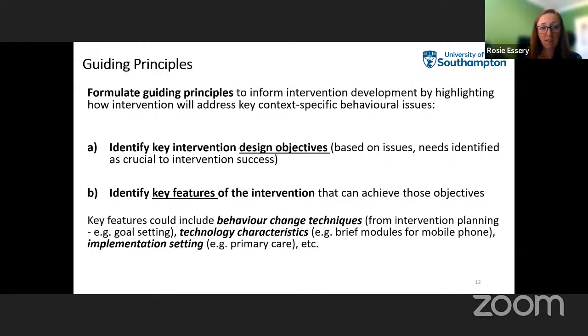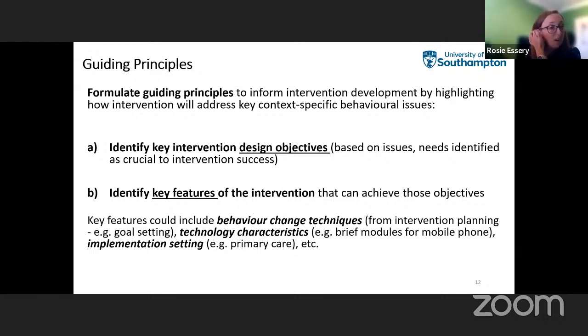And this understanding, which you can obtain through your primary qualitative work, through reviewing the evidence, or through PPI and stakeholder input, as we've discussed, really helps you to identify how you need to design your intervention to address these context-specific behavioural issues, to make sure that your intervention is going to be engaging and persuasive. So this is the key thing here. Guiding principles are all about engaging. How do you make your intervention engaging for the people that you want to be using it?